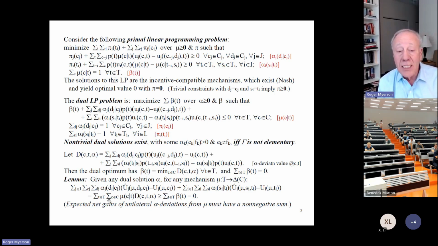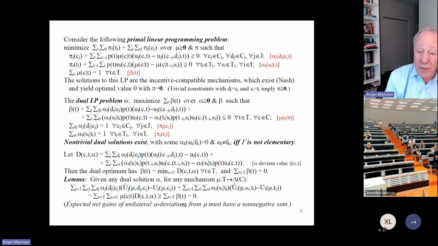the sum over all T's, the sum over all C's of what the mechanism gives you, the probability of the mechanism choosing C given T, times the alpha aggregate deviation value with the action C and the types T. And all of that has to be greater than or equal to the sum of the beta T. Why is it greater than or equal to the sum of the beta T?